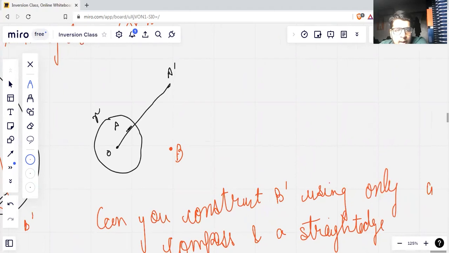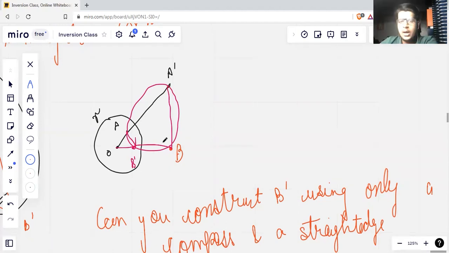Consider the circle A, B, A dash. Join the segment OB and consider this intersection B dash. This will be the inverse of B under gamma. Why is this true? Because by a previous lemma, if B dash is inverse of B, then B should be inverse of B dash. And if you consider AB dash, these two are inverses, right? So these 4 points should be concyclic. That is why this is true. I hope you get this.